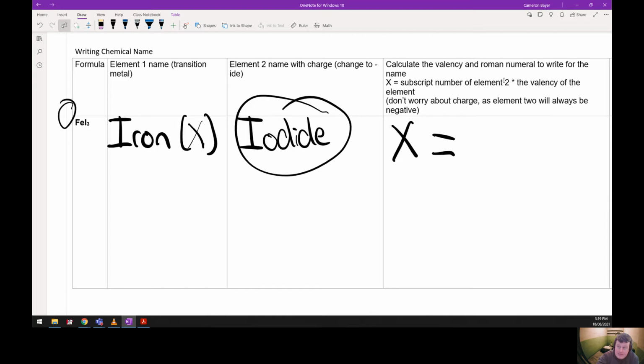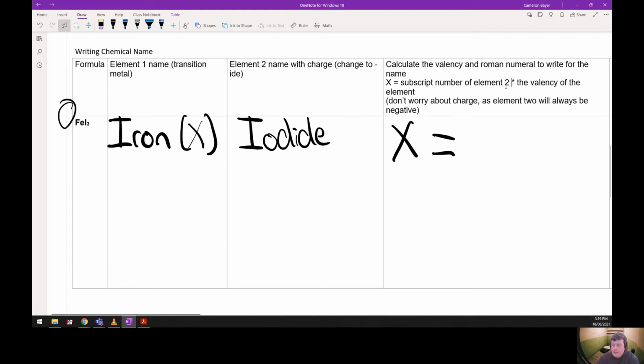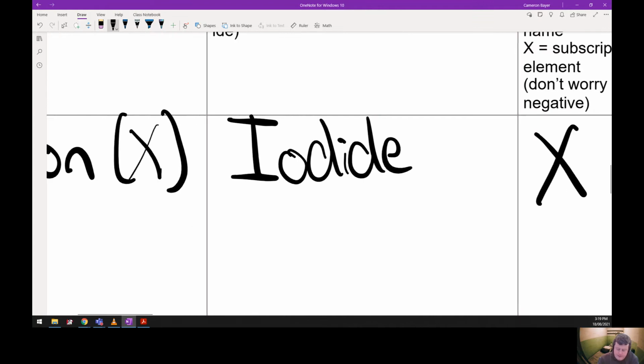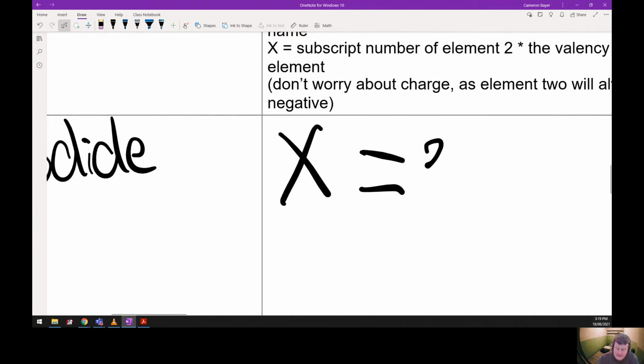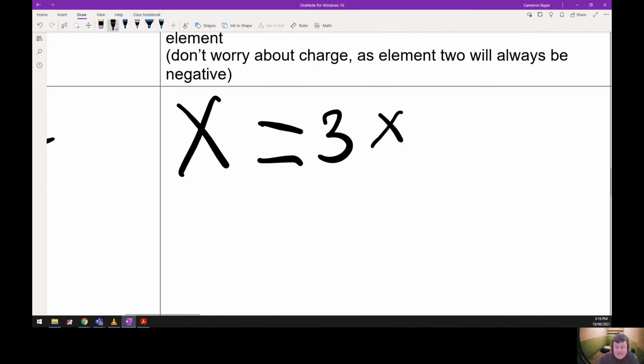So in this case here, it's going to be 3. All right. Number of element 2. Let me just type that in there so you actually understand. So subscript of element 2 plus the valency of the element. So in this case here, if I look over at Fe, it's got a 3. So what I'm going to do is I'm going to say X equals 3. And I'm going to times it by the actual valency of the element.